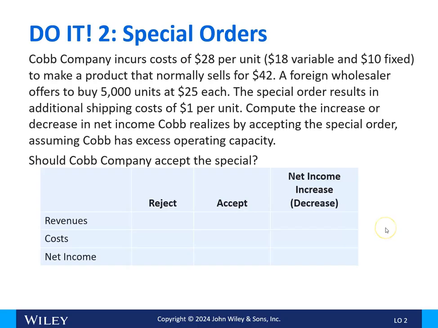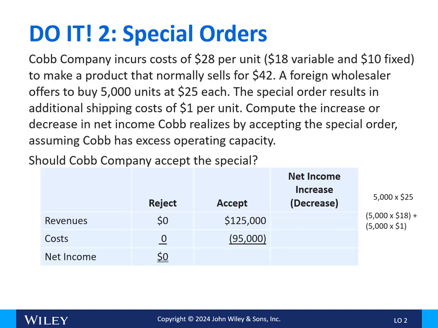So again, our table has reject, accept, and then what the net income increase or decrease is. If we reject the order, no additional, so it's 0. If we accept it, we're going to sell 5,000 units at $25, so we'll have $125,000 of revenue. Our costs are going to be our $18 variable. So we're just going to again look at variable, not fixed cost, just our variable cost. So 18 times 5,000 plus the additional $1 in shipping costs.